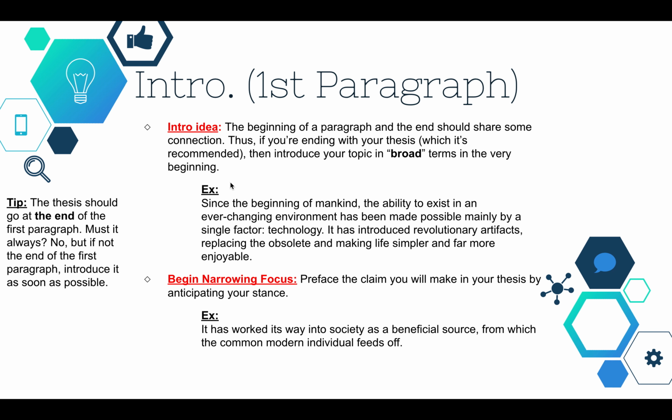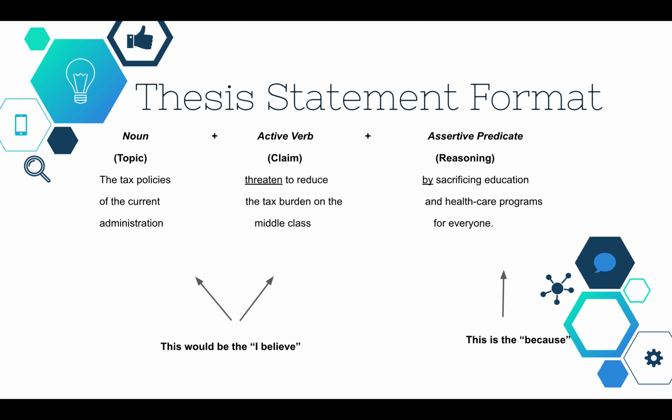So begin with an intro idea, perhaps something like, since the beginning of mankind, the ability to exist in an ever-changing environment has been made possible mainly by a single factor, technology. I think I know what we're going to talk about, technology, right? Then I start narrowing my focus. It has worked its way into society as a beneficial source from which the common modern individual feeds off. So we don't have yet an idea. We don't have a thesis, but I think the direction is going to be technology in its place in the world, right?